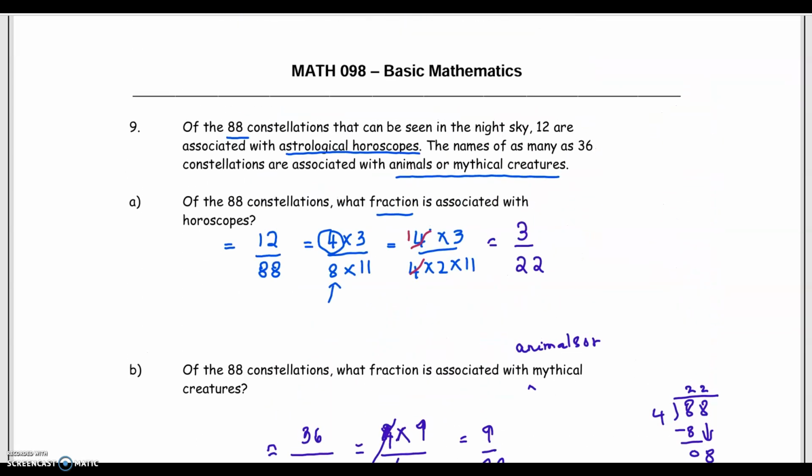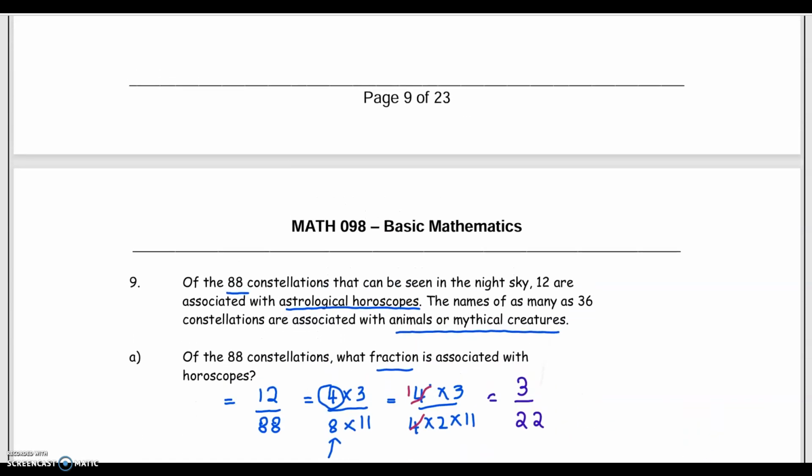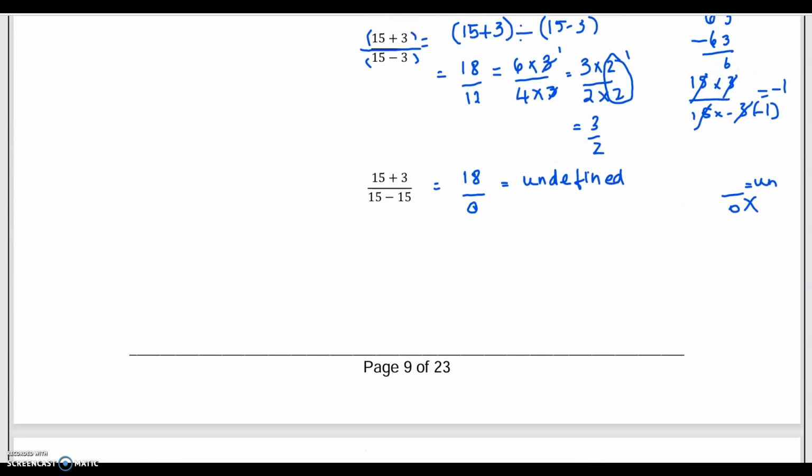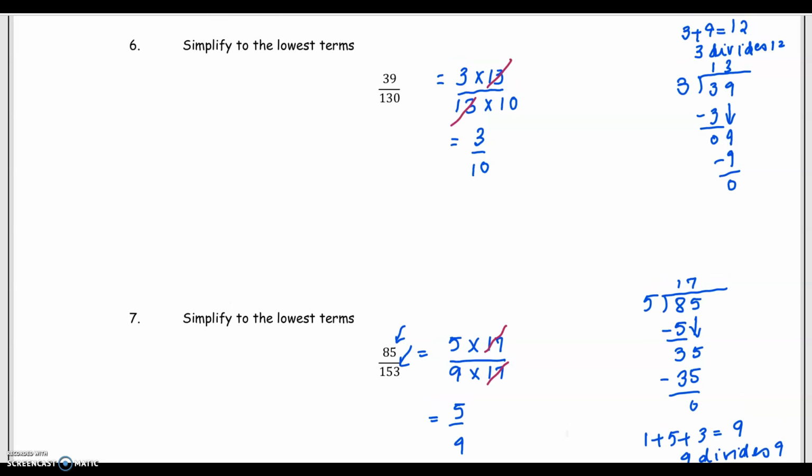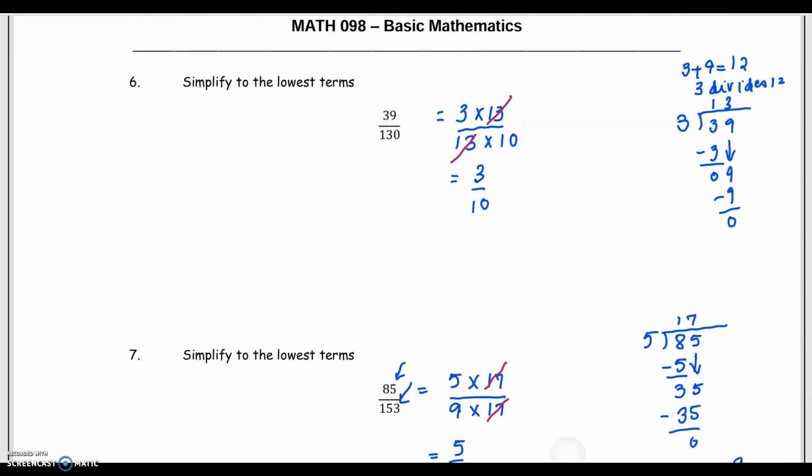Now in this section, let's quickly review what we did. So the main skill that we learned in this section is reducing fractions to the lowest terms. So if you have a fraction, just make sure that it's in the lowest terms. Break it down first into its prime factors or factors and cancel as many common factors as possible.